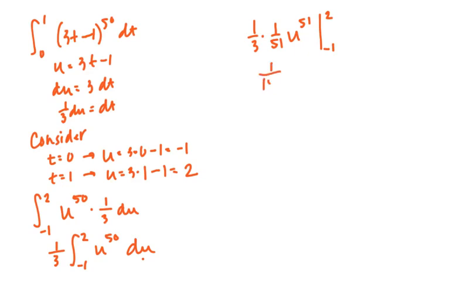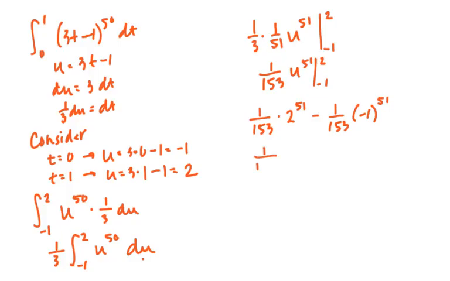So we have 1 over 153, and then we have u to the 51st. I'm going to bring it down again from -1 to 2. So I have 1 over 153 times 2 to the 51st minus 1 over 153 times -1 to the 51st. So I have 1 over 153 times 2 to the 51st plus 1 over 153. So you can see I'm going to factor out my 153 again.